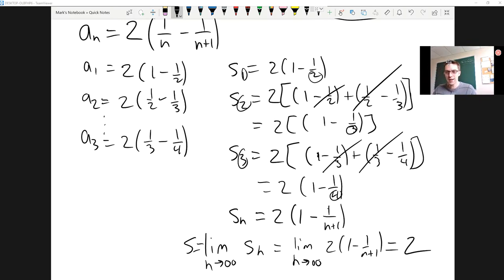So the nice thing about a telescoping series is not only can we tell that this converges, but we can tell exactly what it converges to. And so if you can do that, by all means, take advantage of the fact that it's telescoping. Now, let's suppose for a second that we did not recognize that this was a telescoping series. Could we still have been able to tell that it converged?